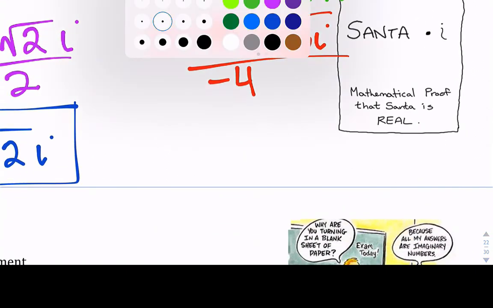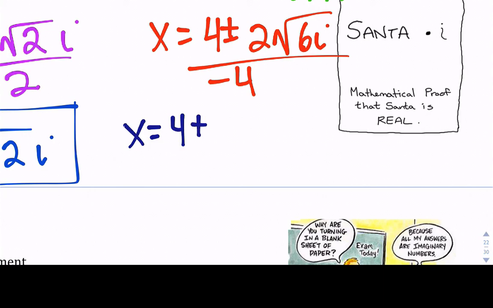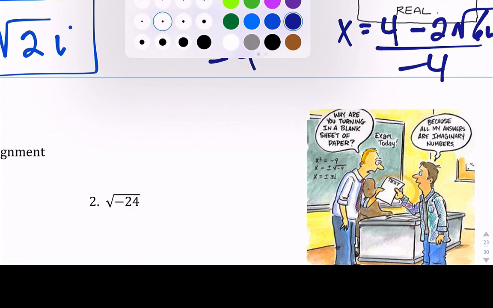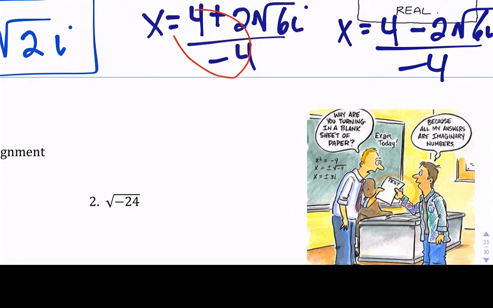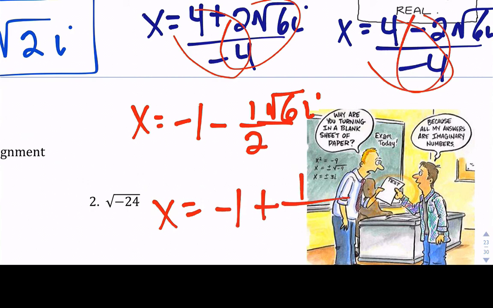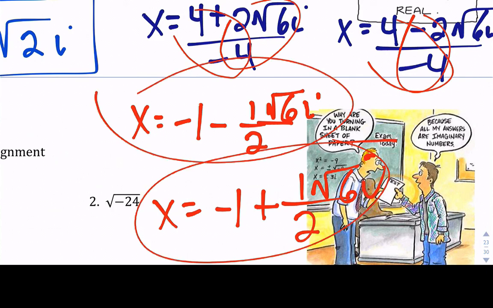All right, now I'm going to split it up, and we're going to simplify. x equals 4 plus 2 square root of 6i over negative 4. x equals 4 minus 2 square root of 6i over negative 4. And then again, you divide each term here by negative 4. So we get x equals negative 1 minus 1/2 square root of 6i. And x equals negative 1 plus 1/2 times the square root of 6i. All right, so those are your two solutions.